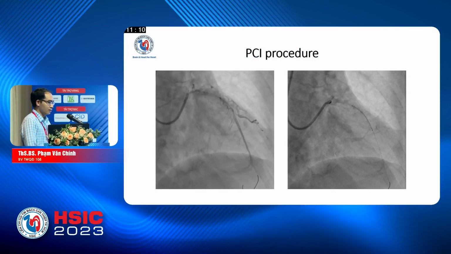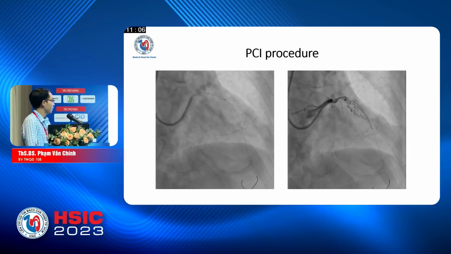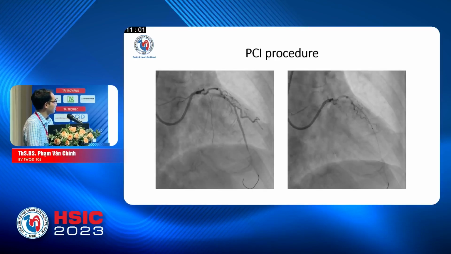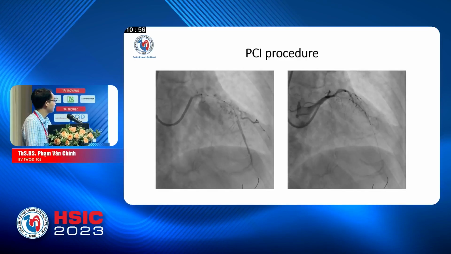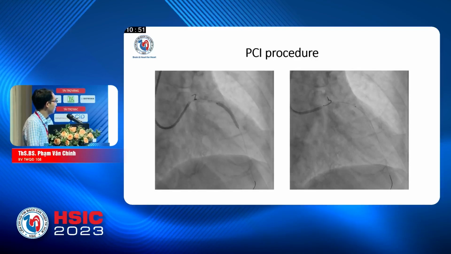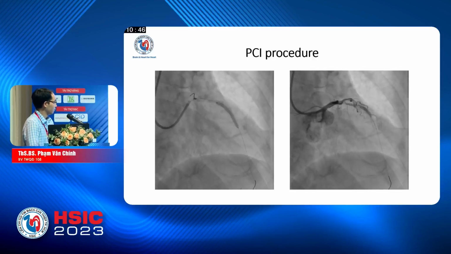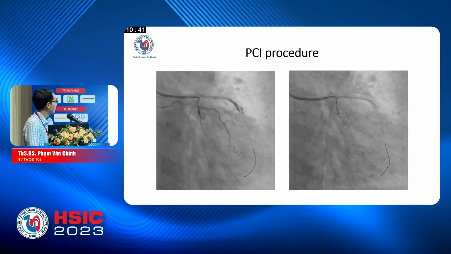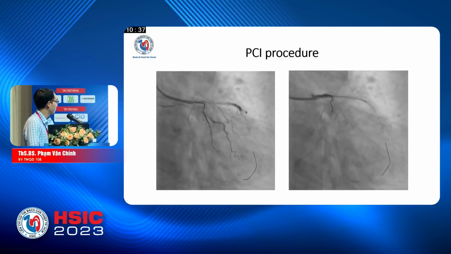So the tactic for placing stents, because it is a long lesion, is that we choose stents. The first stent is for the distal and mid, and the first and second stents are for the proximal. When we inflated the balloon, you can see the flow didn't improve. So we put another stent, the second stent, from the left main to the proximal LAD.